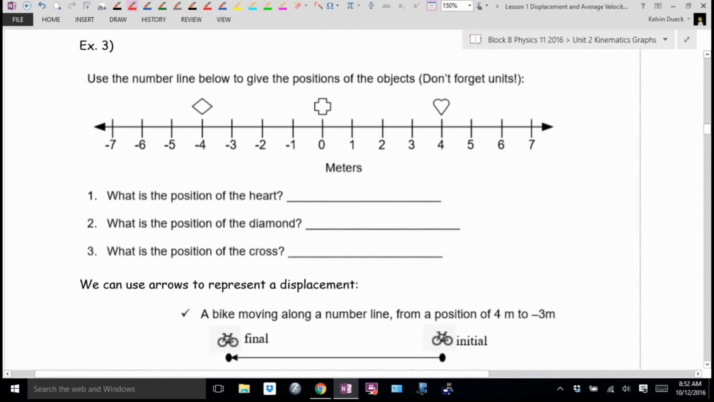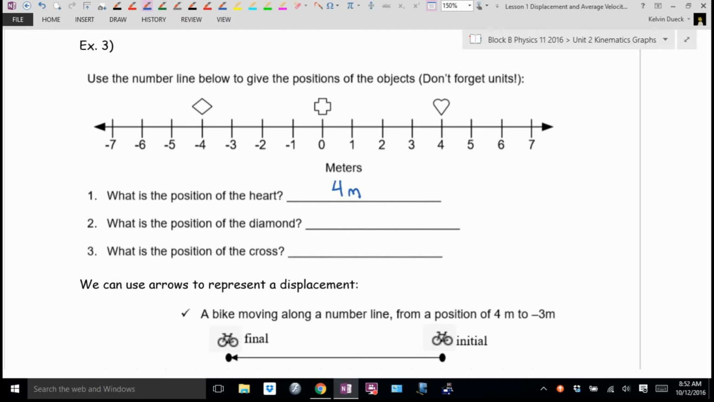Example 3, use the number line below to give the positions of the objects. Don't forget units. So what is the position of the heart? 4 meters to the right. Too much writing. 4 meters. And if I write 4 meters, it's assumed it's positive. Yes, there is an invisible positive. I'm good with that. You could say 4 meters right, and I'm fine with that too.